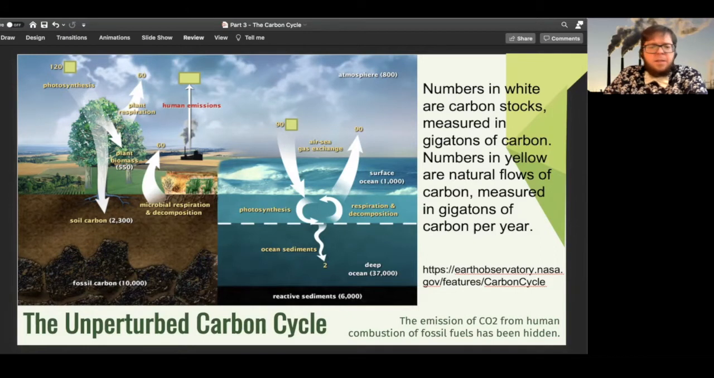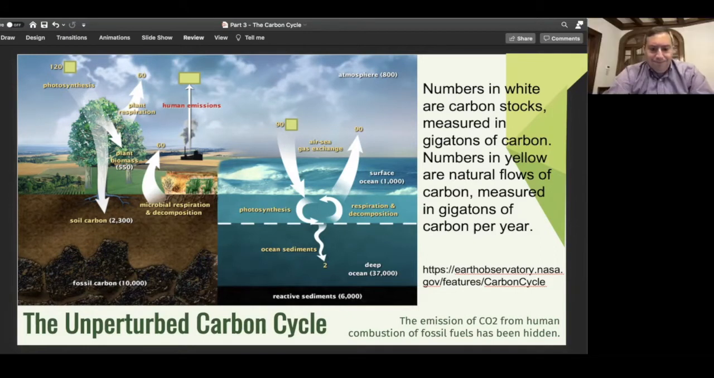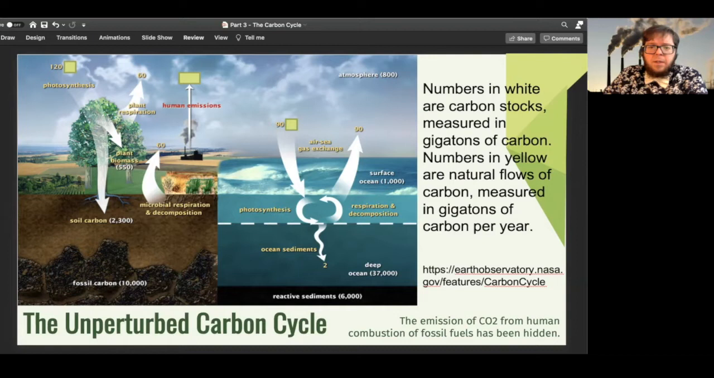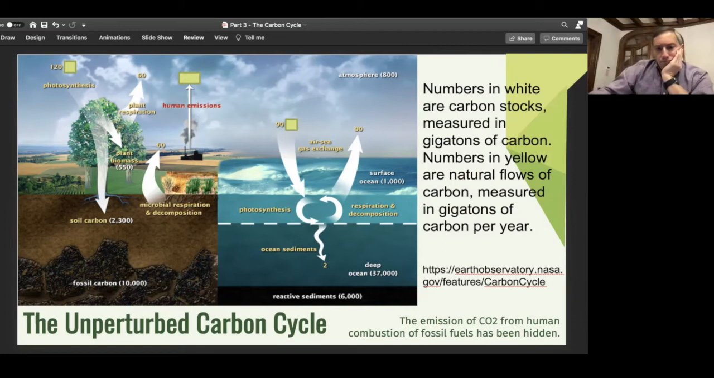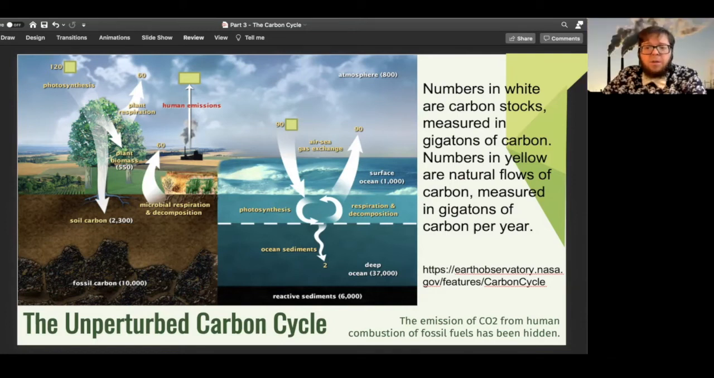By the way, these numbers are actually pretty big. The numbers in white, so for example, over here it says atmosphere 800, that's the stock of carbon in the atmosphere, and it is measured in gigatons of carbon. So over the whole atmosphere of the whole planet, there's about 800 gigatons of carbon. Numbers in yellow are the natural flows of carbon, measured in gigatons of carbon per year. So every year, the entire ocean exchanges back and forth about 90 gigatons of carbon with the atmosphere.